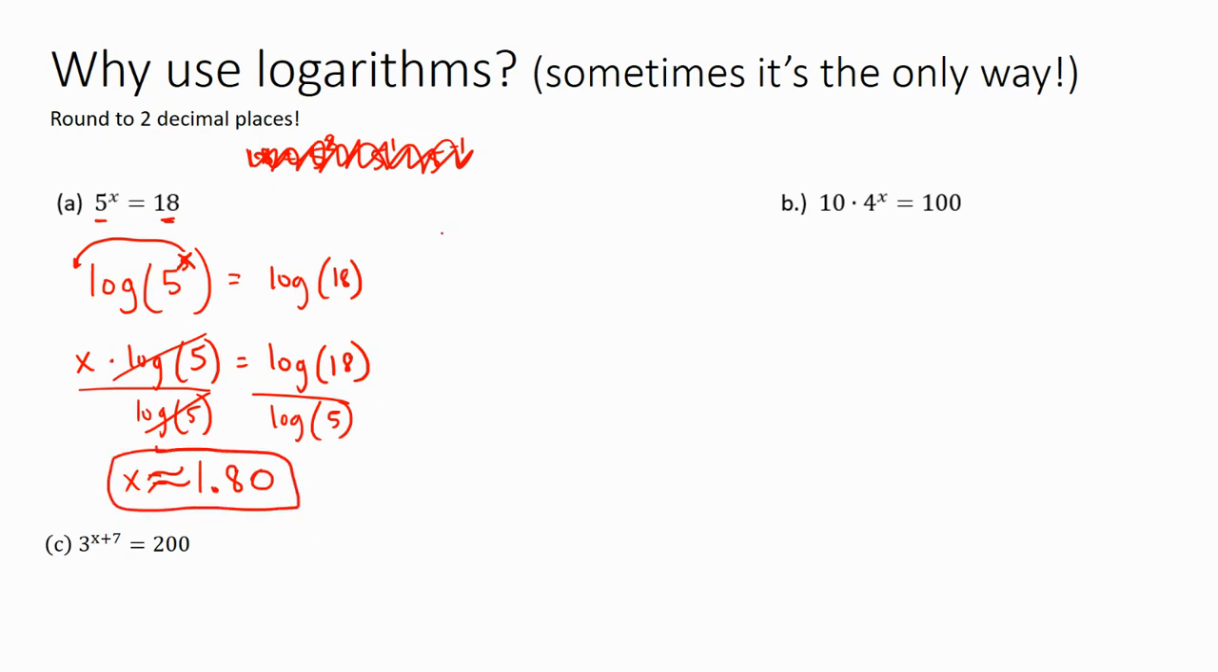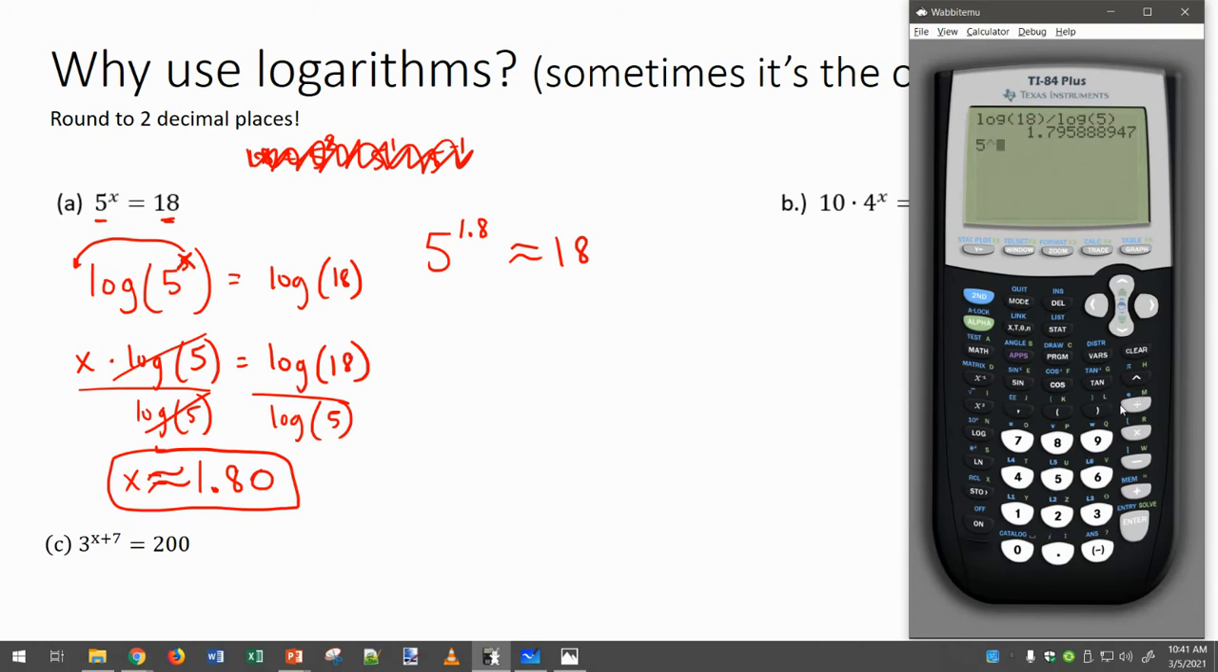And notice if I go back and check my answer, 5 to the 1.8 does not equal exactly 18. 5 to the power of 1.8 is a little bit too high. That's because I rounded up. I have to do 5 to the power of 1.795 and give all those decimals for the calculator to recognize that I'm going all the way back to 18.